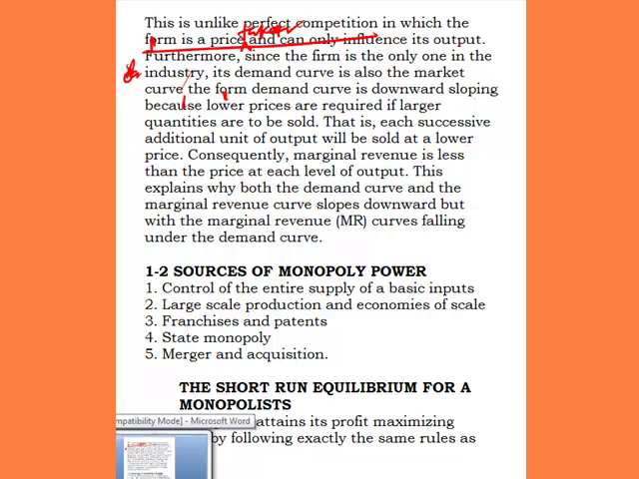That's that. Let's now look at the short-run equilibrium for a monopolist. The monopolist attains its profit maximizing objective by following exactly the same rules as perfect competition. So monopoly and perfect competition follow the same rules, which simply means marginal cost is equal to marginal revenue. That is the point.